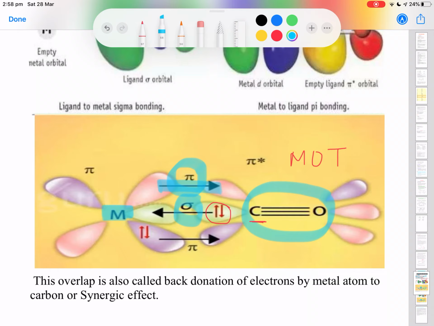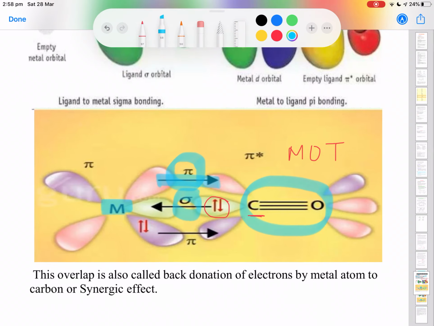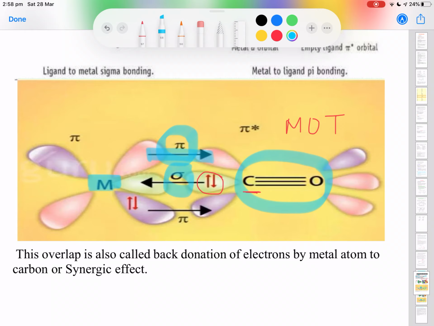Now these two planes are perpendicular to each other. Okay, this will be clear to you when I show you the 3D model of it. I'll be sharing the 3D model as well. And a very important point to be noted down is that this pi bond which is formed is also known as back donation from the metal atom to the carbon atom, which is a ligand basically, and this effect is known as synergic effect. Why is it called a synergic effect?